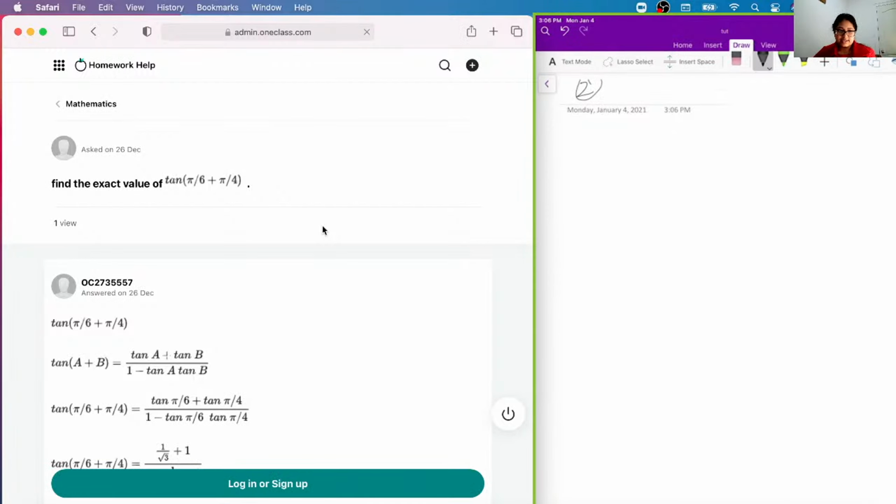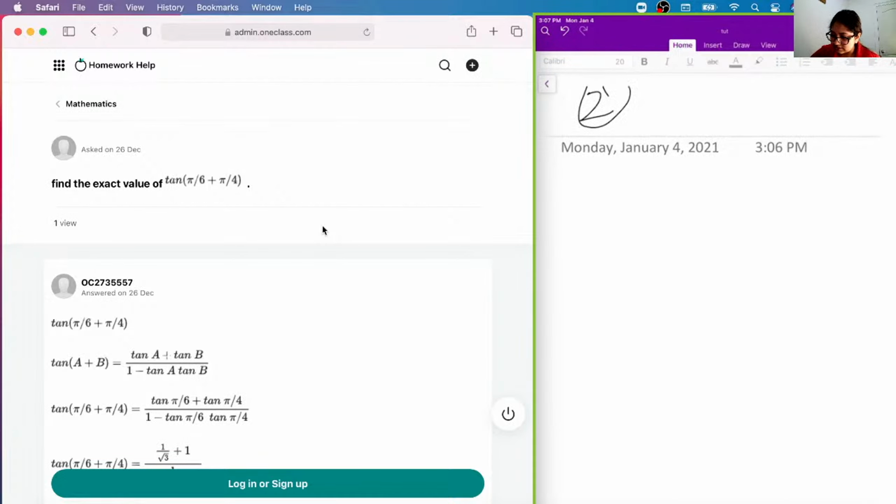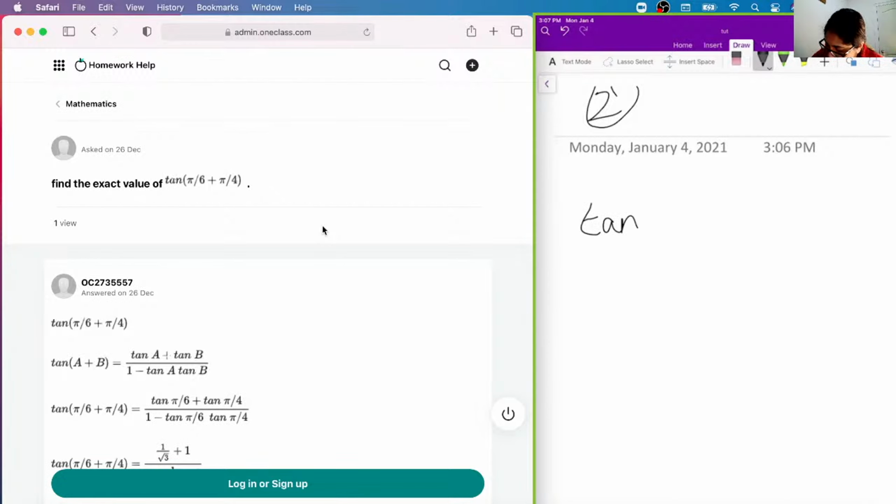Okay, so our next question says, find the exact value of tan of pi over 6 plus pi over 4. To do this, we should first state the tan identity, or rule. I'll just write down the question: tan of pi over 6 plus pi over 4.